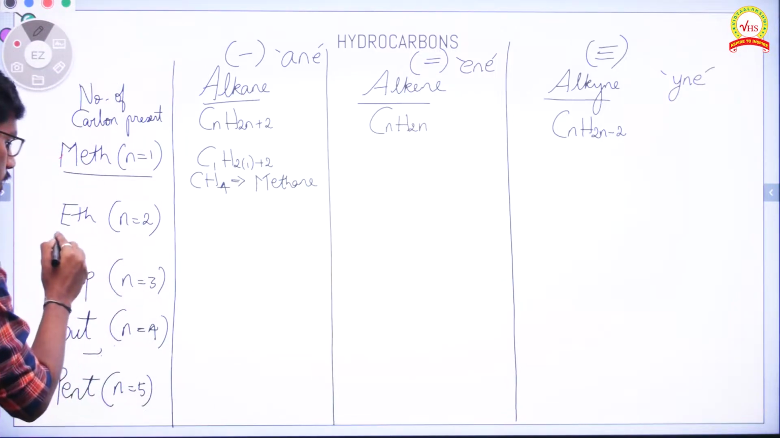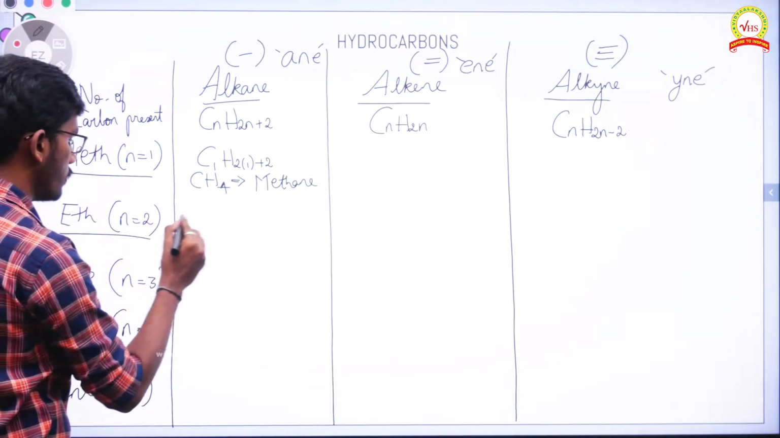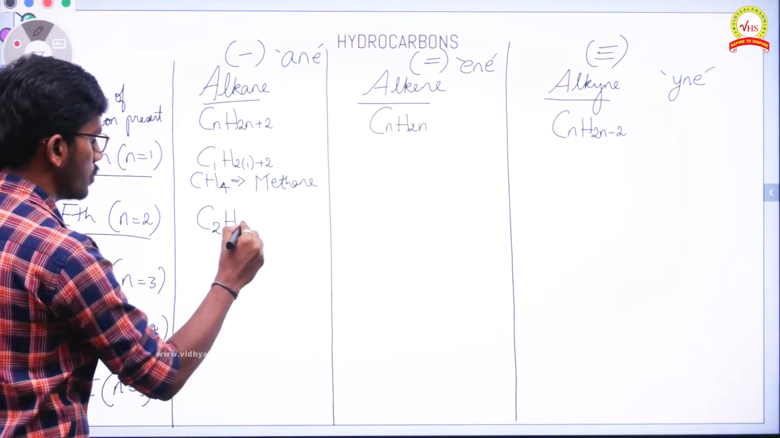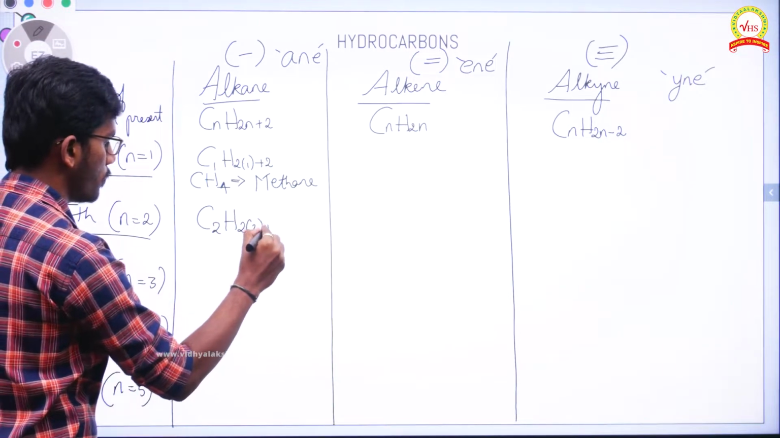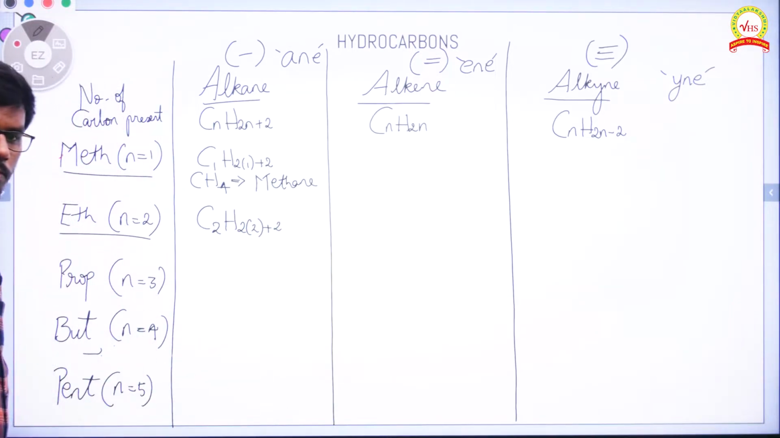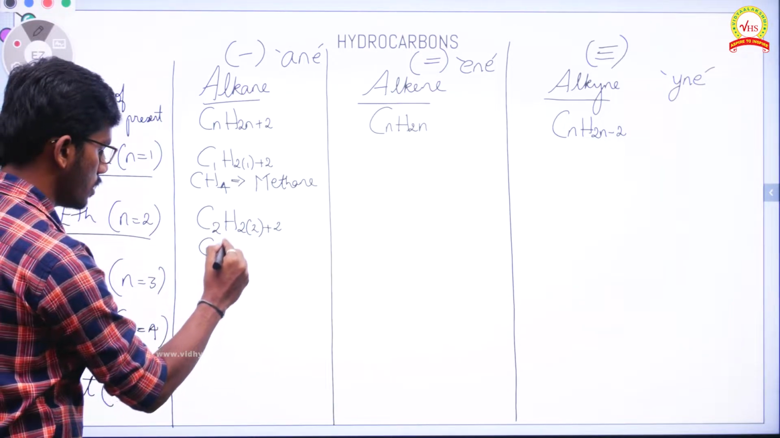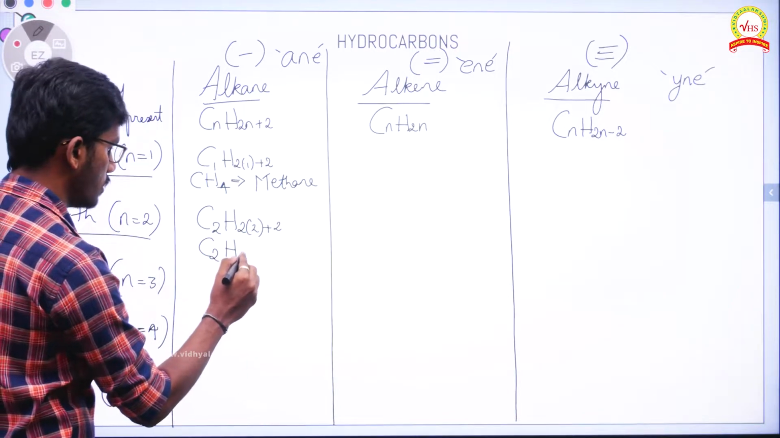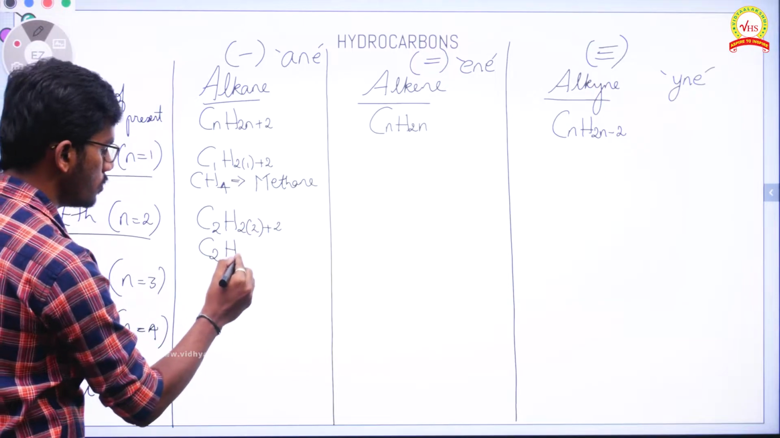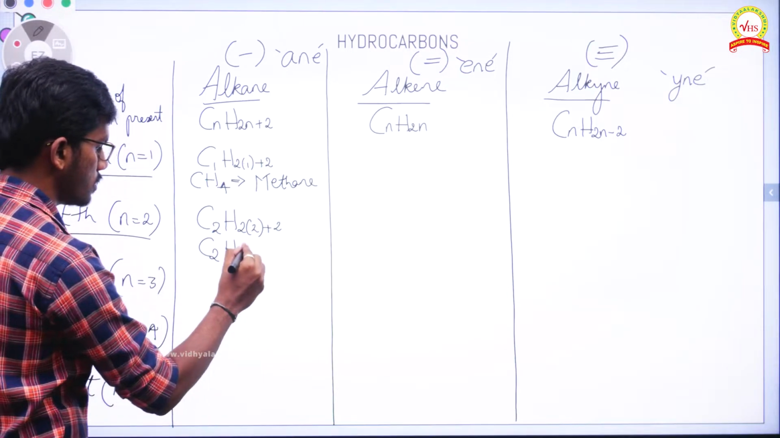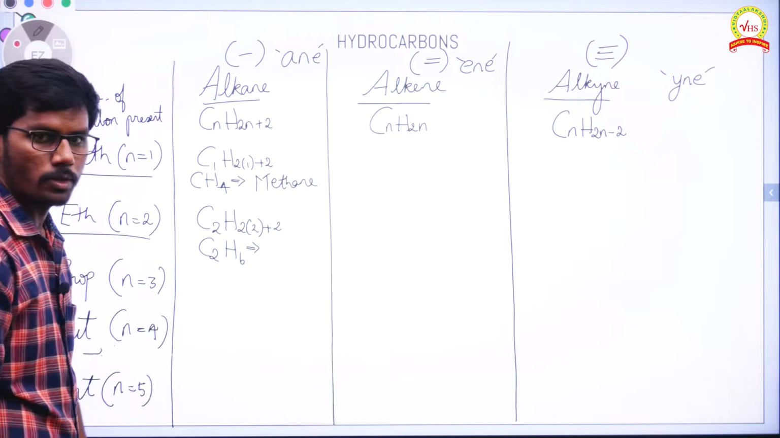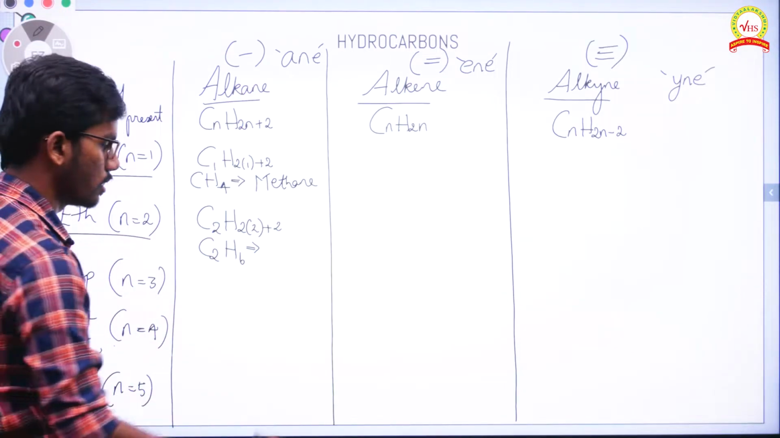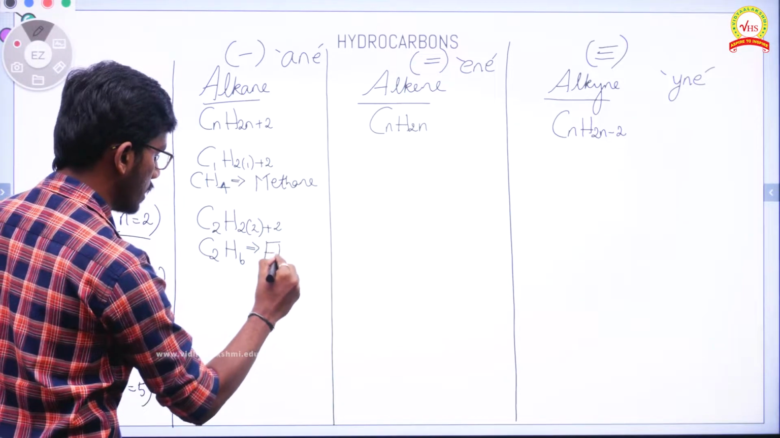Let us go for eth. For eth, the N value is 2. So, let me substitute the value as C2H 2 into 2 plus 2. Okay. So, C2H, 2 2s are 4 and 4 plus 2 8. Sorry, 2 2s are 4, 4 plus 2 is 6. So, C2H6 and the name for this compound is going to be, prefix is eth and suffix is ANE. So, the name is going to be ethane.